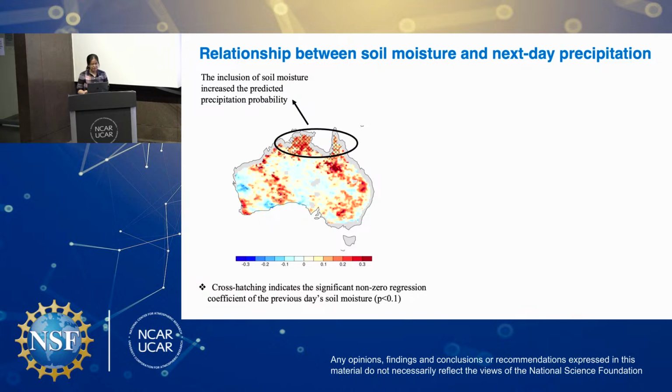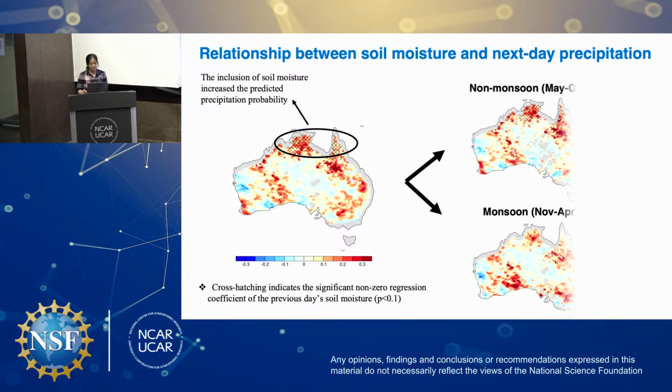Because we only have 5 years of data, we also try to separate into seasons, like the monsoon and non-monsoon, to see how the signal looks. And in fact, the feedback is quite clear and looks similar during the break period.